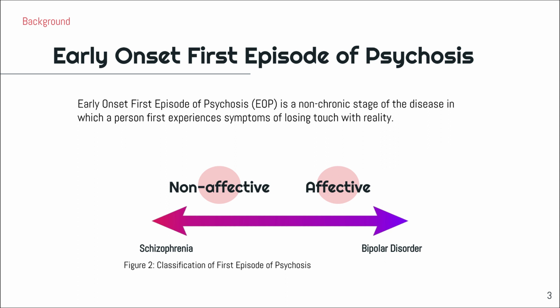Depending on the symptoms expressed by the patient, if they are expressed as mood and emotional alterations, the condition can be classified as affective, which is considered to be closer to the bipolar end of the disorder. Whereas when the symptoms lack this emotional component, they are classified as non-affective, which is considered closer to the other end, the schizophrenia end of the spectrum.